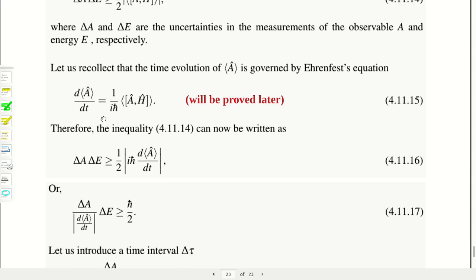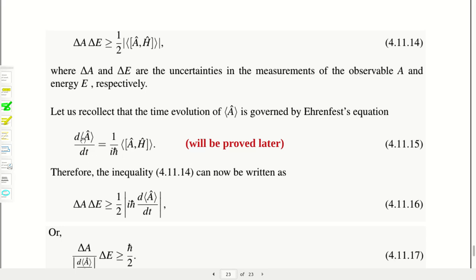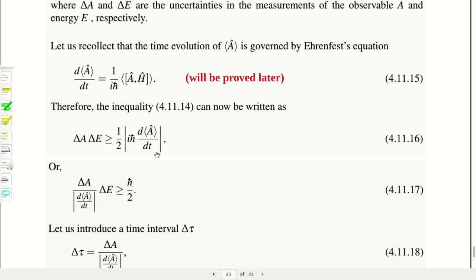Now from the Heisenberg equation of motion, we will prove it later. For the time being, just assume this equation: d/dt of the expectation value of A is equal to 1 by i h cut into the expectation of the commutator between A and H. Now put this A comma H expectation using this equation here, so this will give you this result.